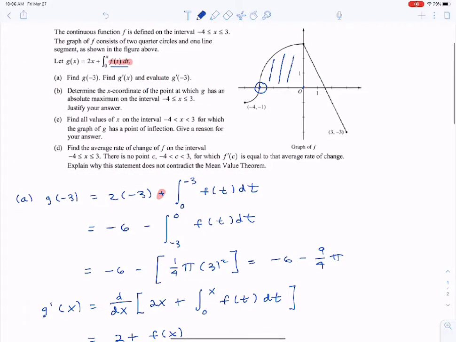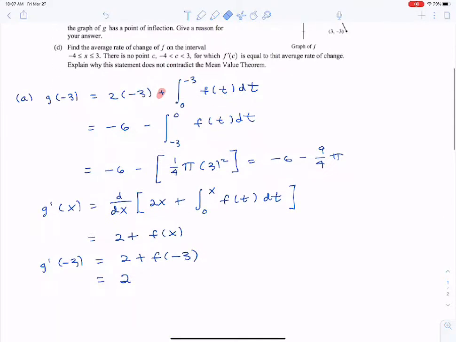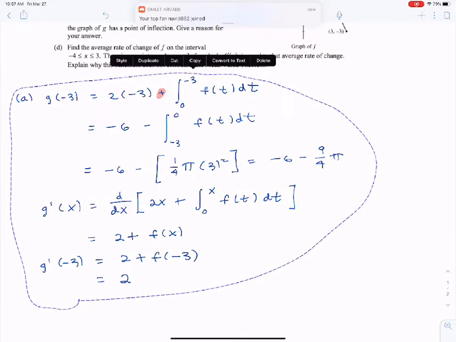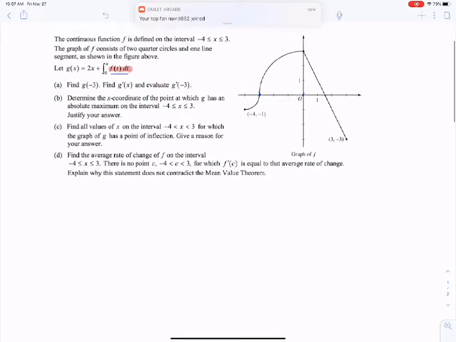I'm going to erase a couple things here and get rid of this so I have room to work. Okay, so let's go to B now. What do we got with B? Determine the x-coordinate of the point at which g has an absolute maximum on the interval from -4 to 3. Justify your answer.